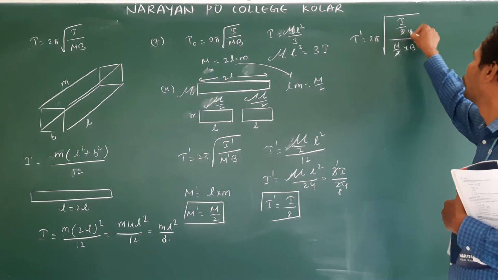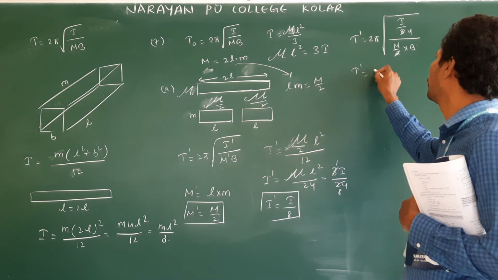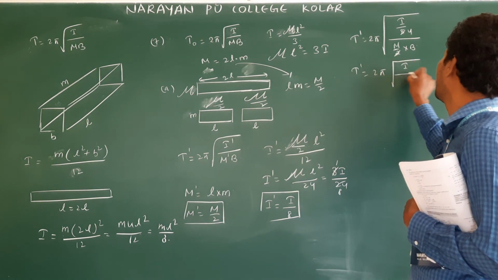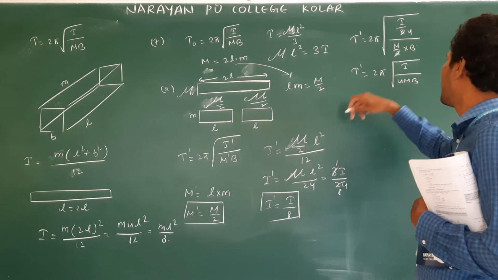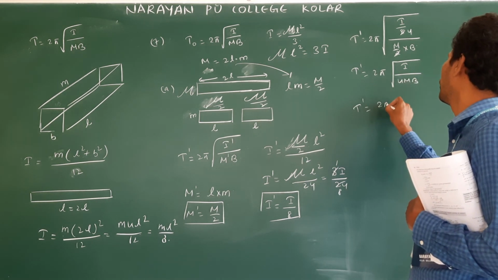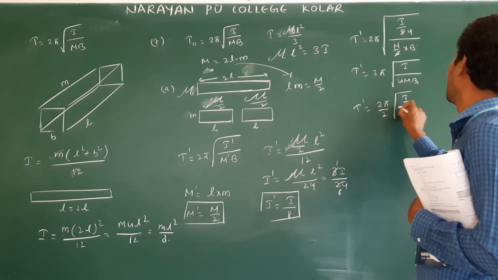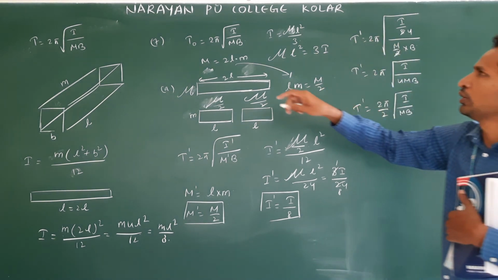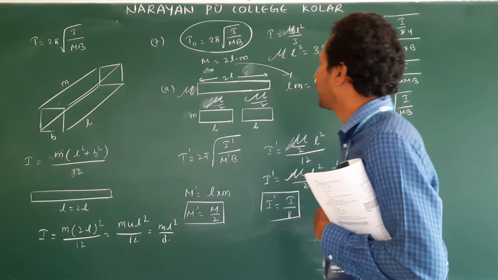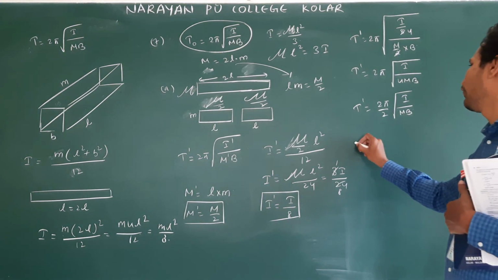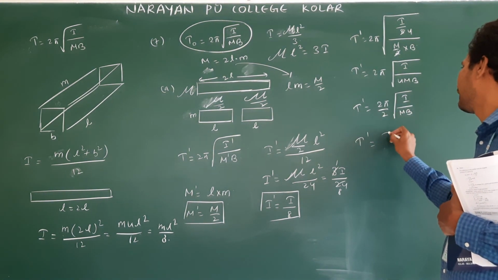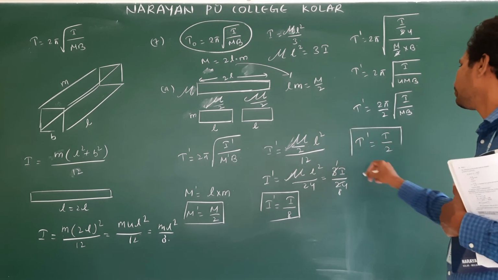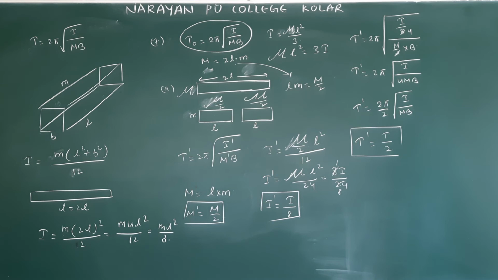These 2 ones, 2 fourths. Then T dash is equal to 2 pi into under root of I by 4 MB. 4 comes out. T dash is equal to 2 pi by 2 root of I by MB. What is 2 pi into root of I by MB? That is the old time period, I mean the time period of the magnet before the cut. So before we made a cut, so this I can write T by 2. Understand? So if you make a cut perpendicular to its length, then the new time period will become T by 2.